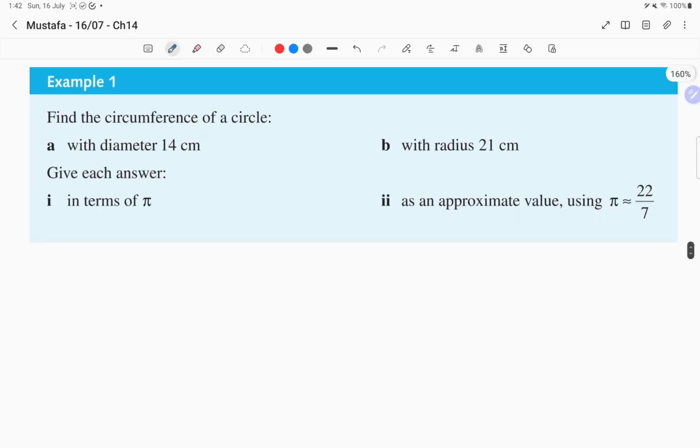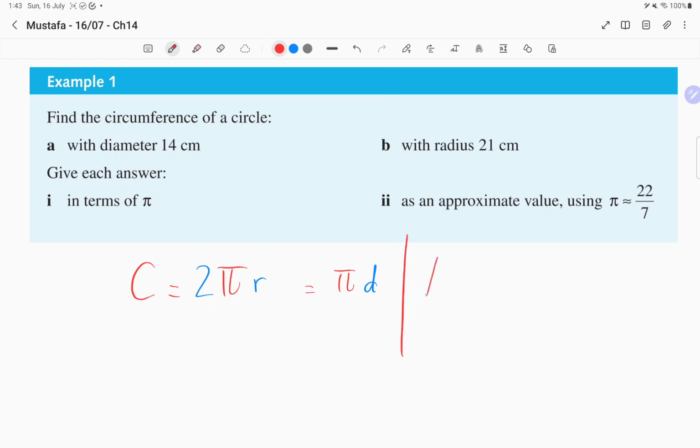The circumference. What's the formula for circumference? C equals to? Do you remember? 2 pi r, or pi times d. Why? Because 2 times the radius is the same as the diameter. So 2 times r is d. That's why 2 pi r or pi d.